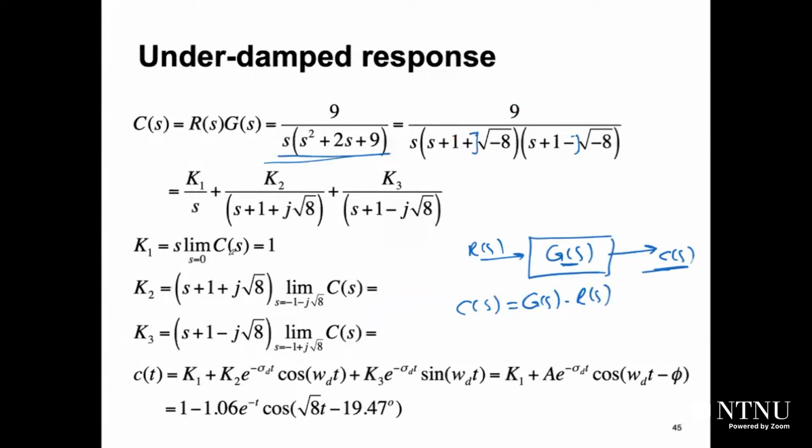So I need to find K1 and K2. Now we have K1 divided by that part. We will use partial fraction expansion, so a complex fraction will be decomposed into a summation of simpler fractions. So it will be K1 divided by S plus K2 divided by this one plus K3 divided by that part. You will solve it and get the values of K1, K2, and K3. And finally, you will solve your equation and get this one.